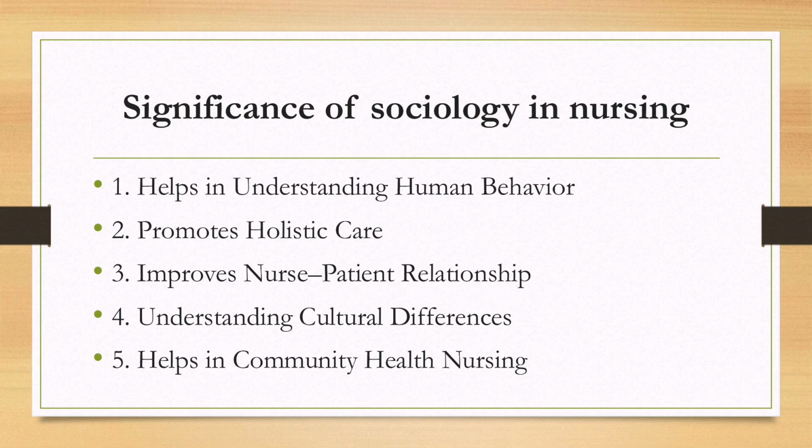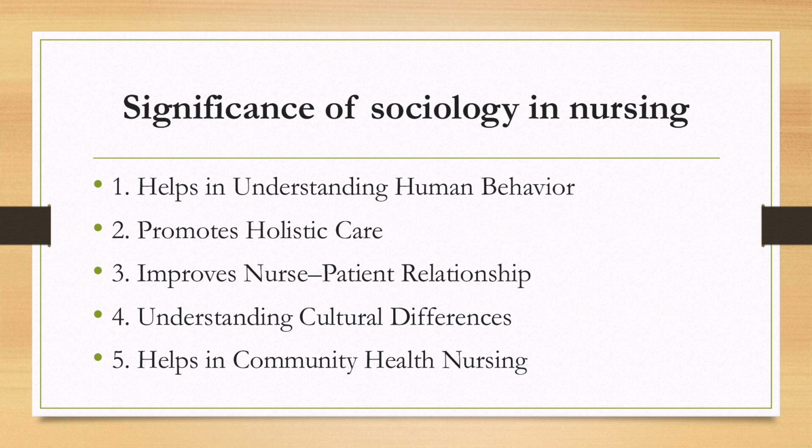So first one is it helps to understand human behavior. That means sociology helps the nurses to understand how people behave, how they think, and how they react to illness and treatment. Next one is promotes holistic care. That means it helps the nurses to care for the patient as a whole person, physically, mentally, socially or emotionally. Third one is improves nurse patient relationship. That means sociology helps to improve the communication and trust between the nurses and the patients, and it leads to better care.